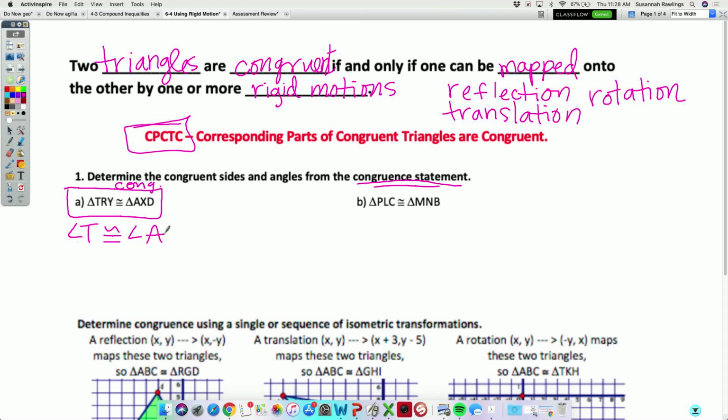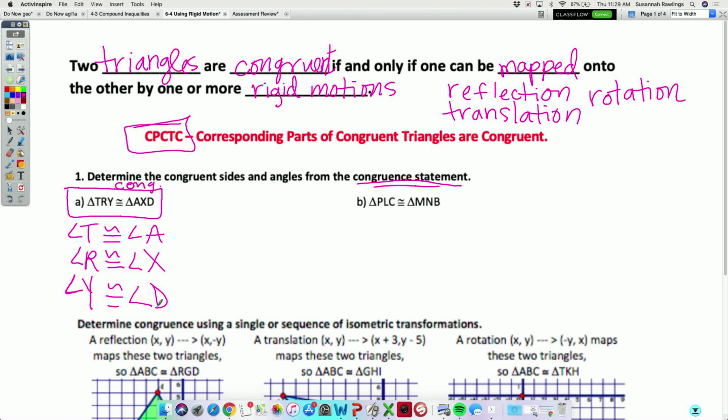Good. Shelby, angle R would be congruent to? Angle X. And Corbin, angle Y would be congruent to? Good. So those are our 3 angles. What else do triangles have? 3 sides. So let's go ahead and list out our 3 sides.